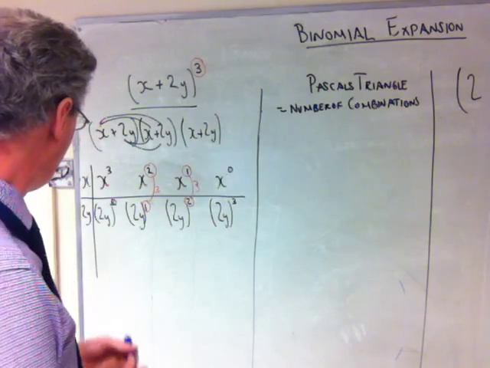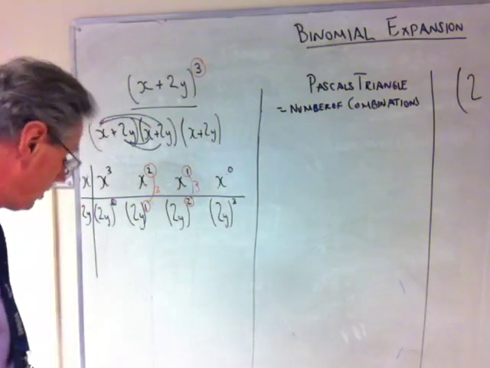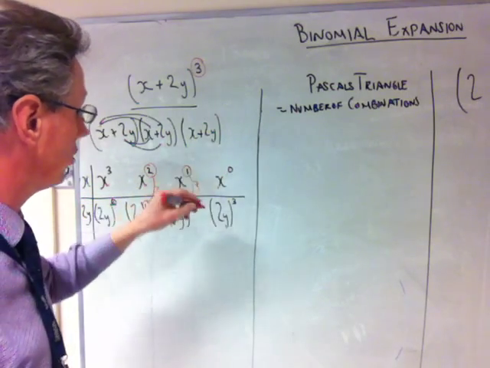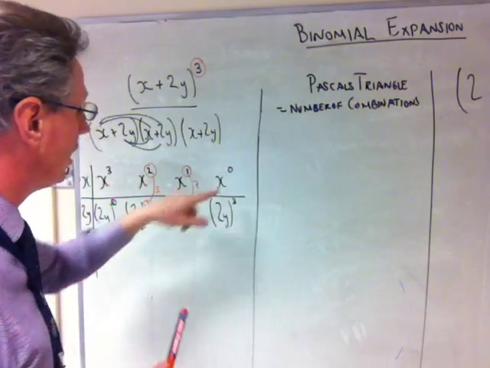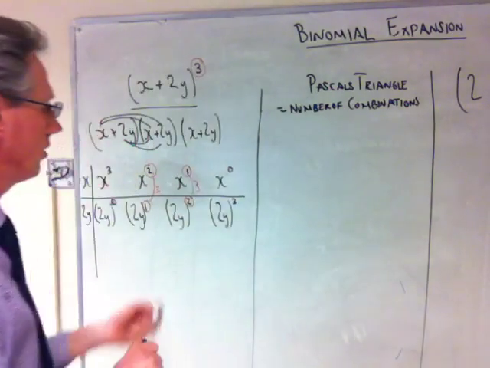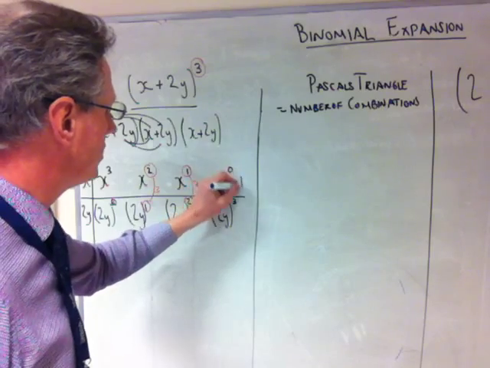Now, we've got that, and we can start to expand these. So we've got x cubed, x squared, x to the 1, and x to the 0. The thing that's interesting here is that x to the 0 always equals 1.